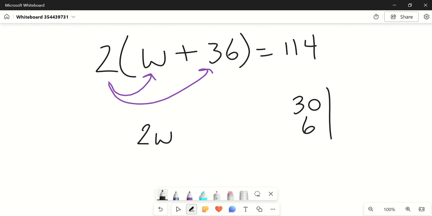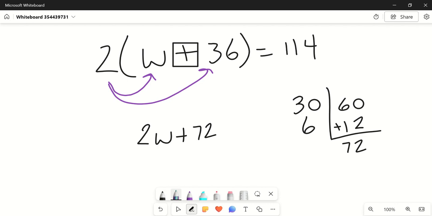What's double 30? What's double 6? What's 60 plus 12? So double 36 is 72. Now, we do not immediately write plus here. We distribute and then we decide. So since our answer is 72, it's positive 72.